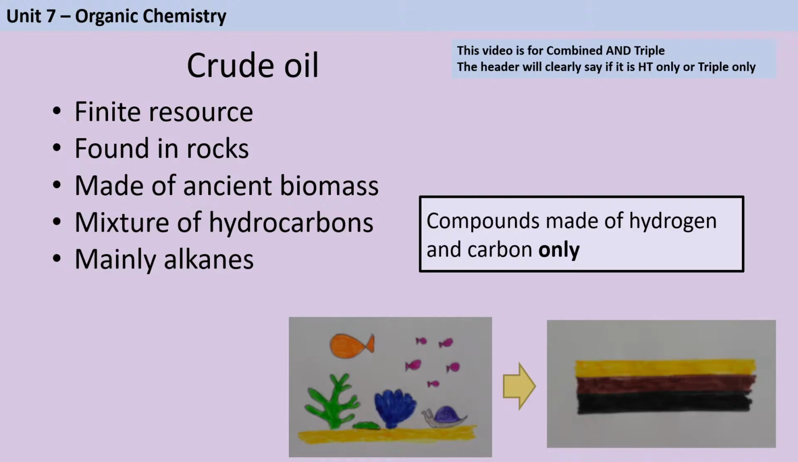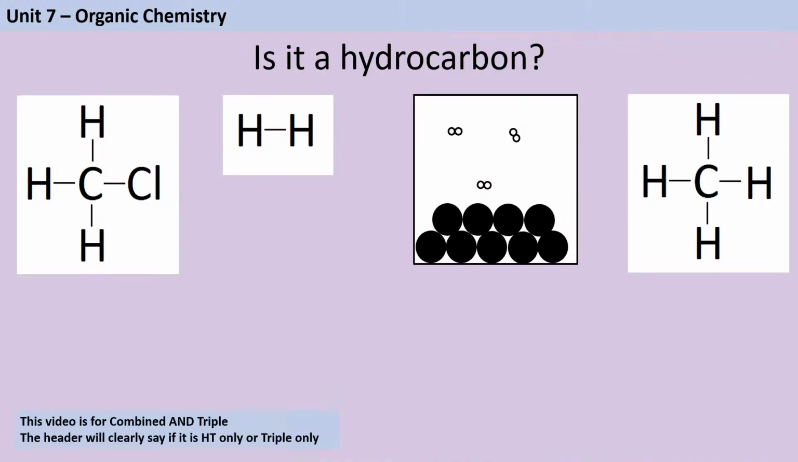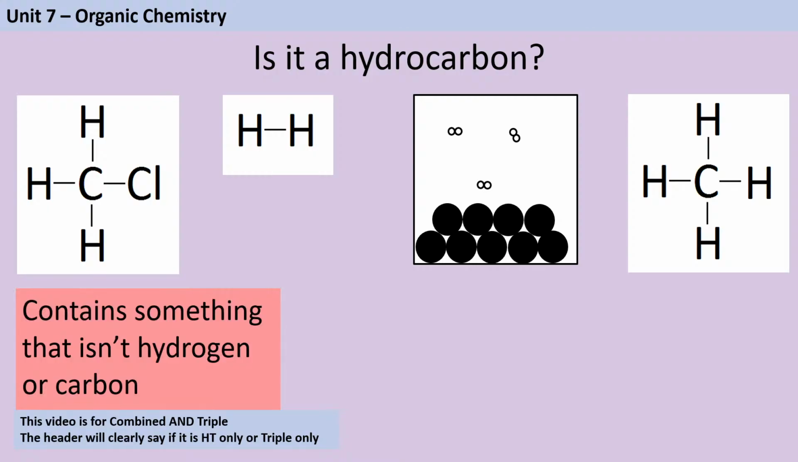Crude oil is a mixture of molecules called hydrocarbons, mainly of a class called alkanes, and hydrocarbons are compounds that contain hydrogen and carbon only, with no other elements present, so we need to get that "only" in there. Based on that definition of a hydrocarbon, you should be able to identify which ones of these are hydrocarbons and explain why that's the case. If we look at the first one, we would say, oh no, that's not a hydrocarbon because it's got something in it that isn't hydrogen or carbon.